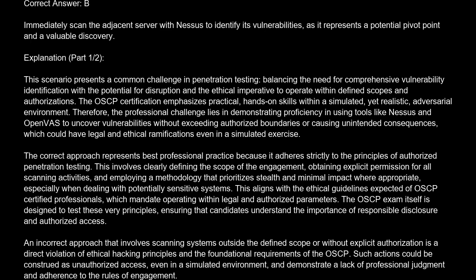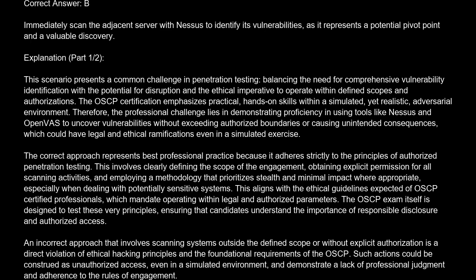The OSCP certification emphasizes practical, hands-on skills within a simulated, yet realistic, adversarial environment. Therefore, the professional challenge lies in demonstrating proficiency in using tools like Nessus and OpenVAS to uncover vulnerabilities without exceeding authorized boundaries or causing unintended consequences, which could have legal and ethical ramifications even in a simulated exercise.